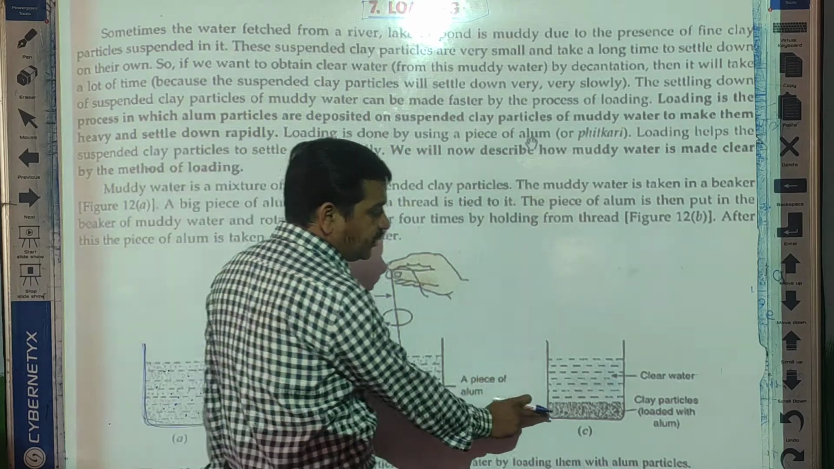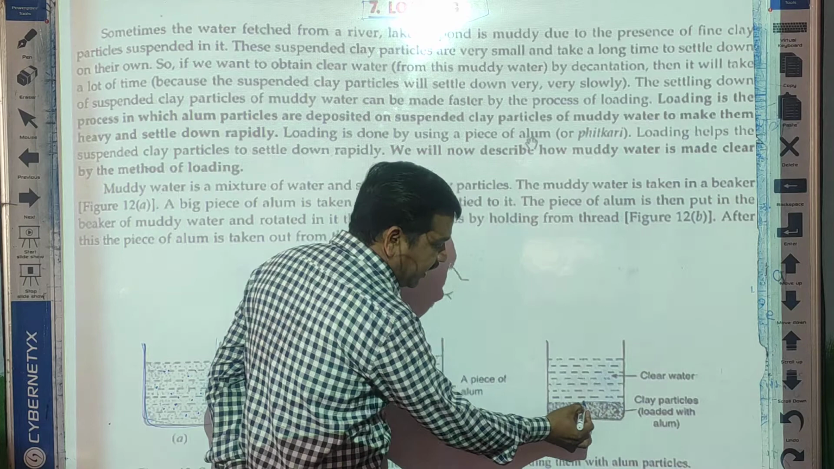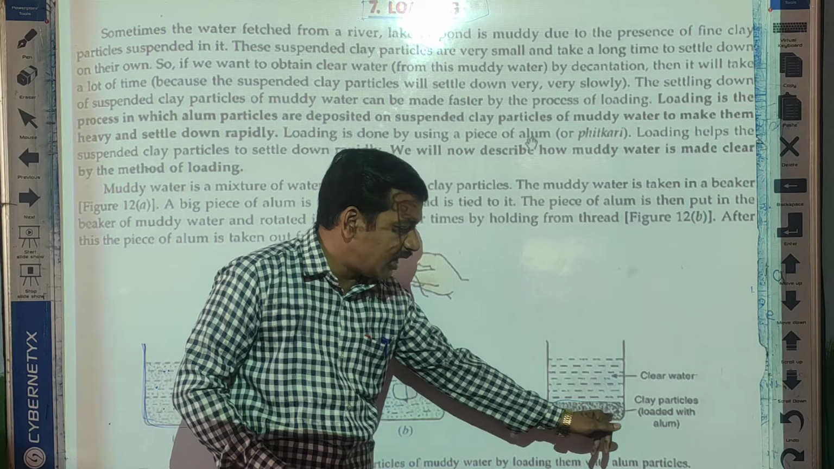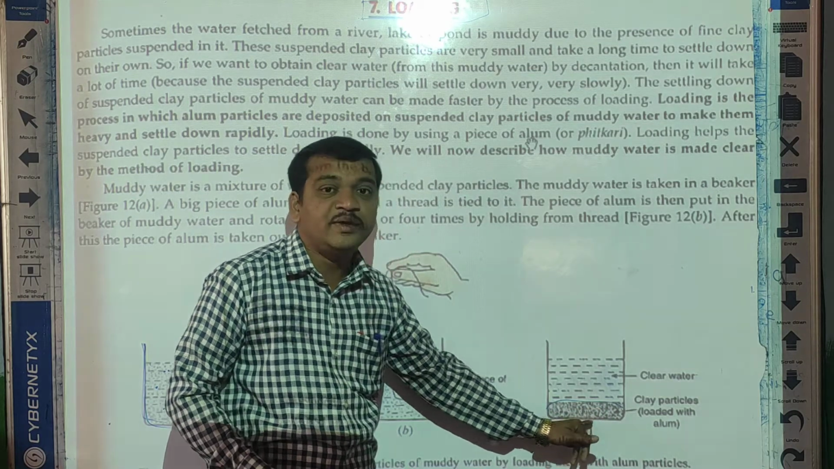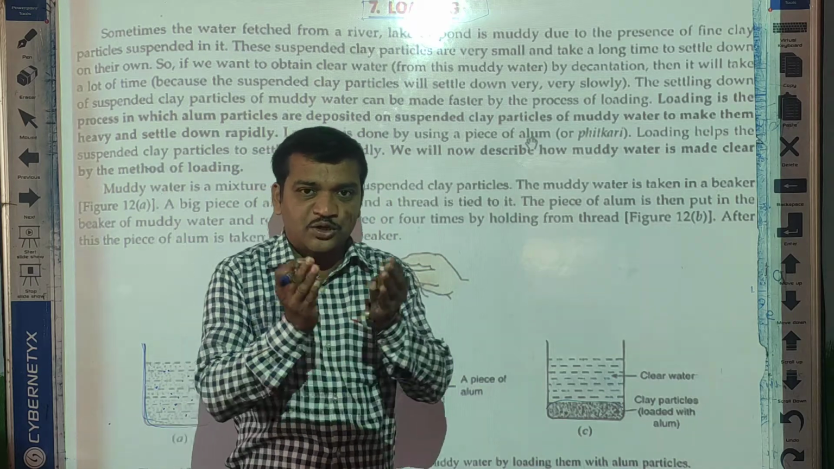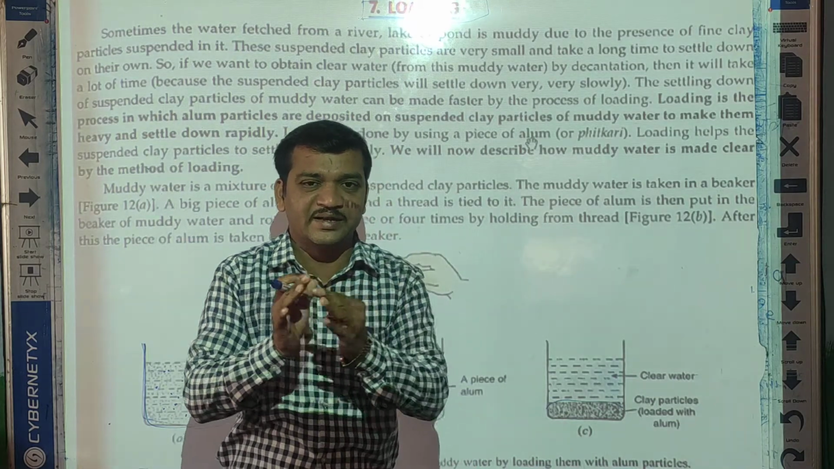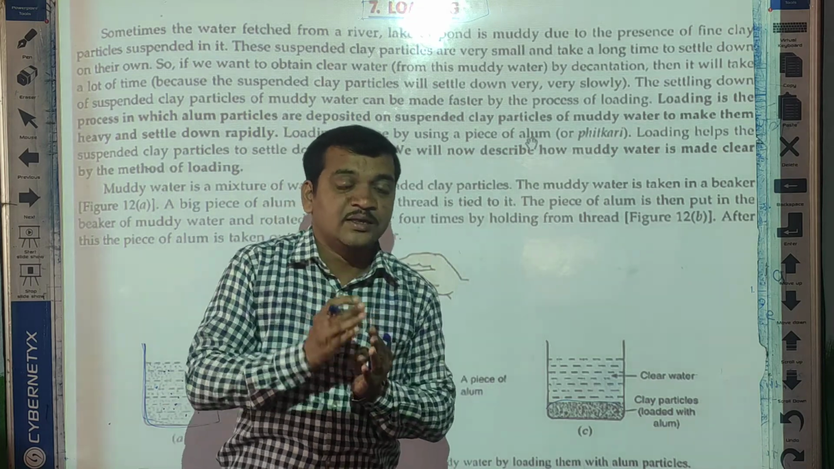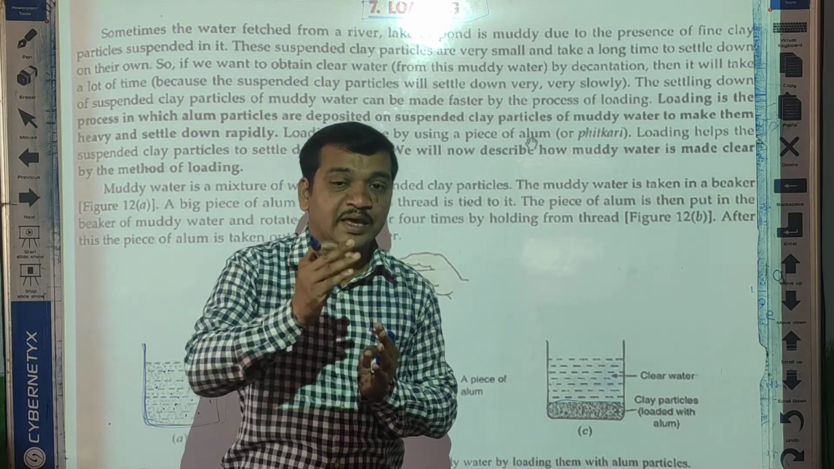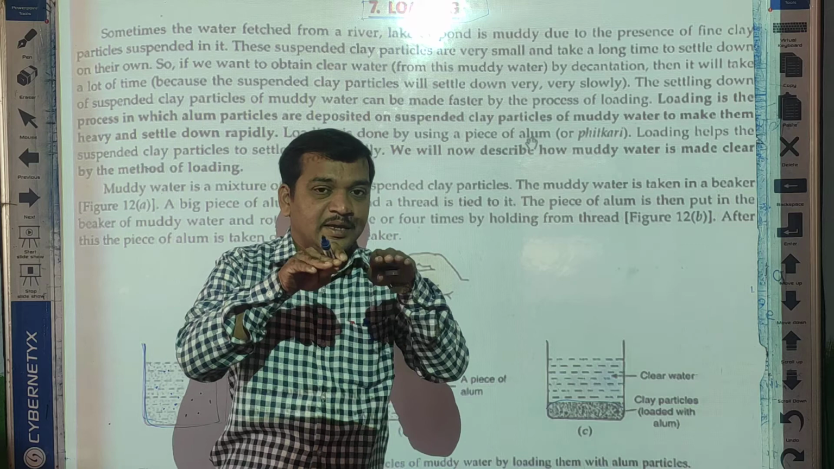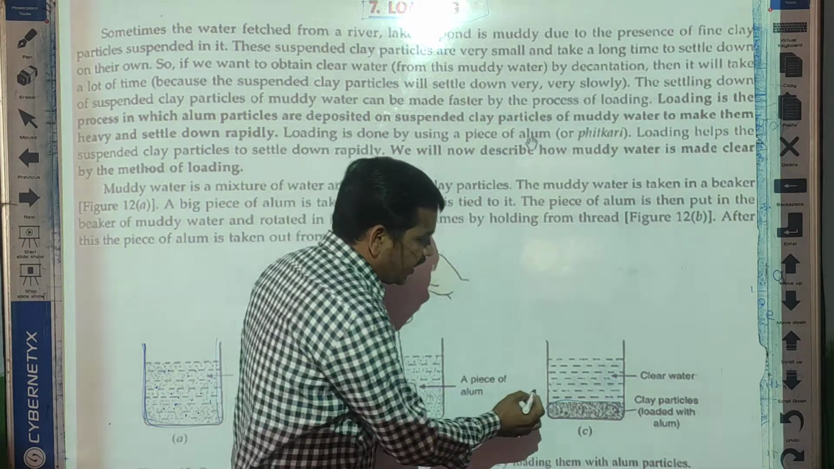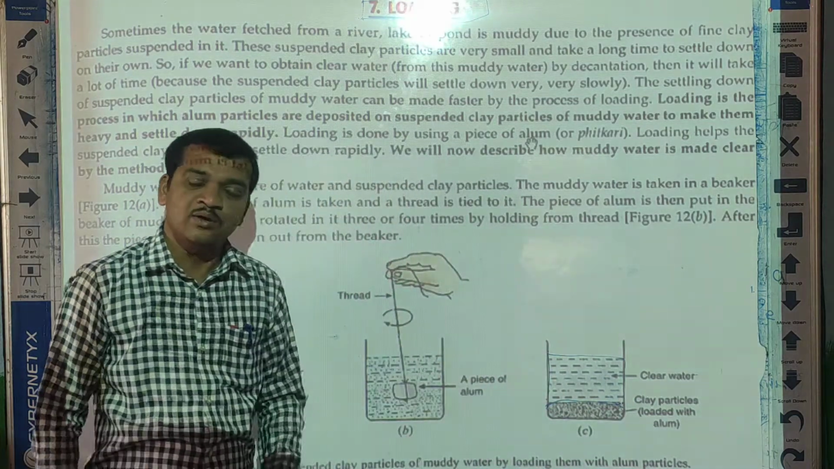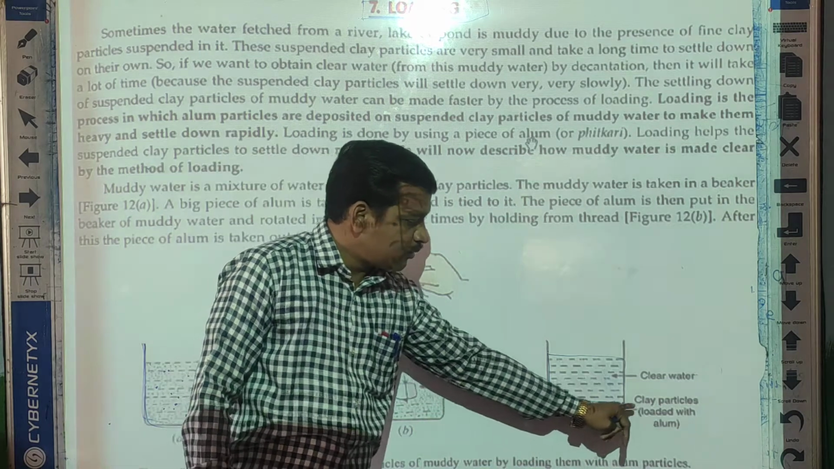Now see here in the next picture, all the clay particles settle down due to being loaded with alum. It means that alum stuck to the particles. Whatever the clay particles are there, alum sticks to them, and due to that the weight of the clay particles becomes heavier, and due to the heaviness the clay particles settle at the bottom, and you will get one layer, that is the clear transparent layer of water, and then at the bottom you get the clay particles.